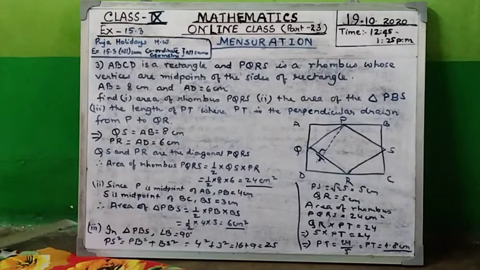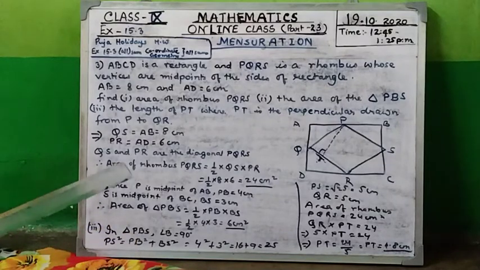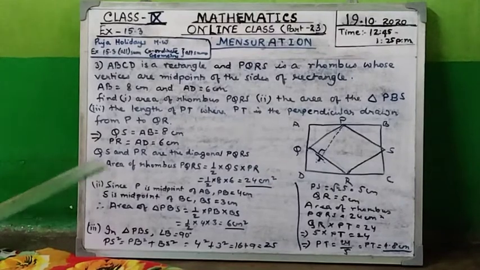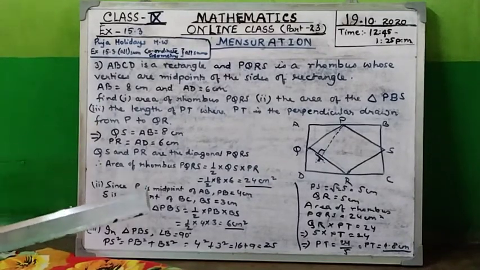In triangle PBS, angle B is equal to 90 degree. Now, applying Pythagoras, PS square is equal to PB square plus BS square. That is equal to 4 square plus 3 square, that is 16 plus 9, that is 25. PS is equal to root over 25, that is 5 centimeter. QR is equal to 5 centimeter also.